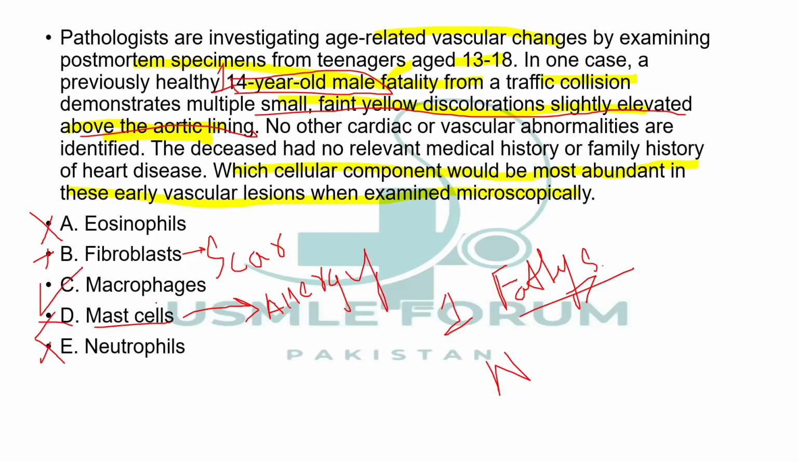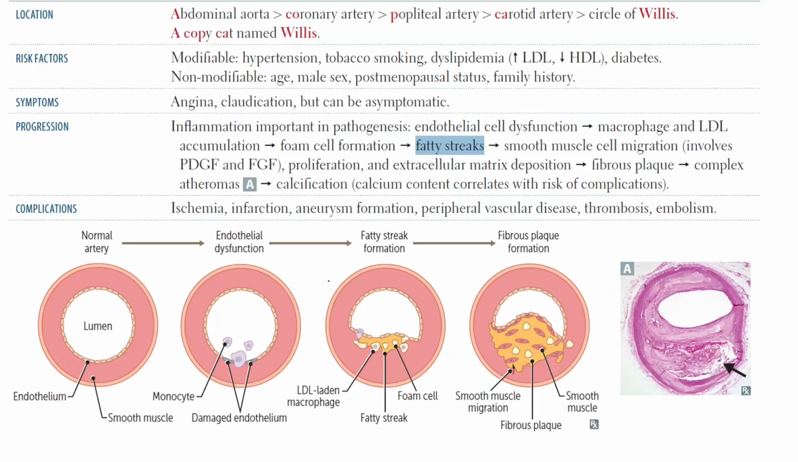Now you must be saying macrophages are also involved in infections. You have to understand that macrophages are basically involved with the uptake of LDL, and this is what you need to know. Right? This is a fatty streak. Now you can see this is slightly elevated towards the lumen. This is the normal lumen, and this is slightly elevated. So this is a fatty streak. And if you can see the progression, this basically involves macrophages. So you need to understand that macrophages are what cause these fatty streaks.